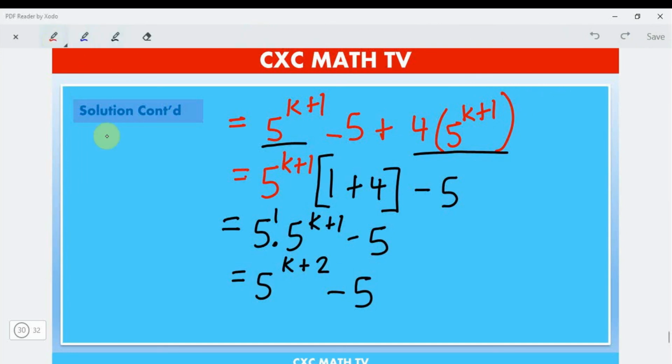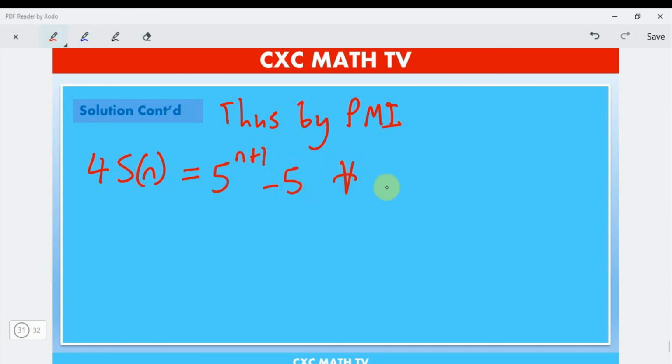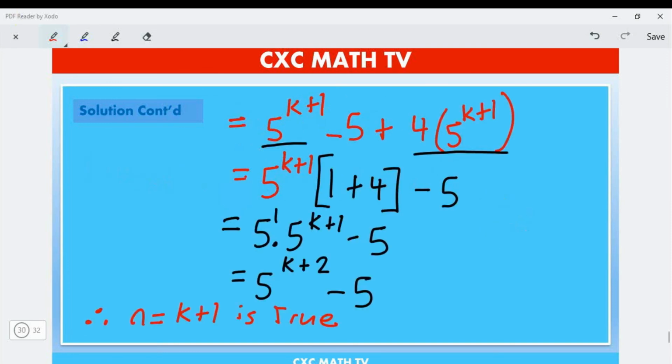Now we're done. So we can write: therefore, n equal to k plus 1 is true. Now that we get that it is true, we can write: thus, by the principle of mathematical induction, 4S_n is indeed equal to 5 to the n plus 1 minus 5 for all n, an element of the natural numbers. That's how you do this proof. This is the busy step. Realize that this question really wasn't too bad. This was nice.